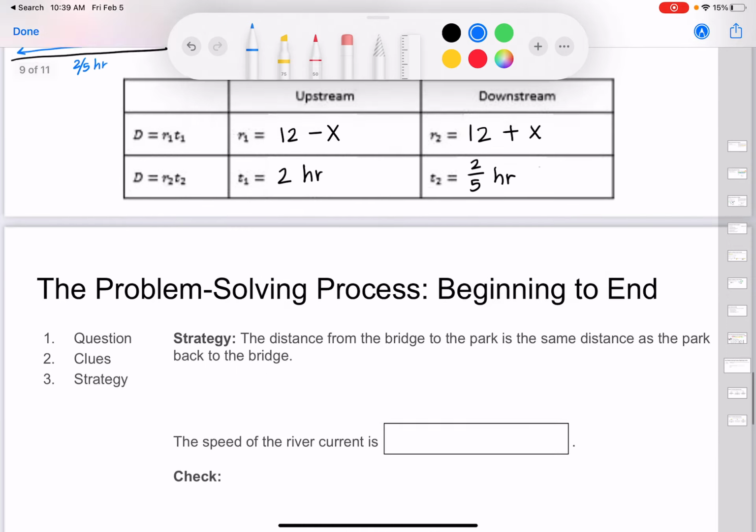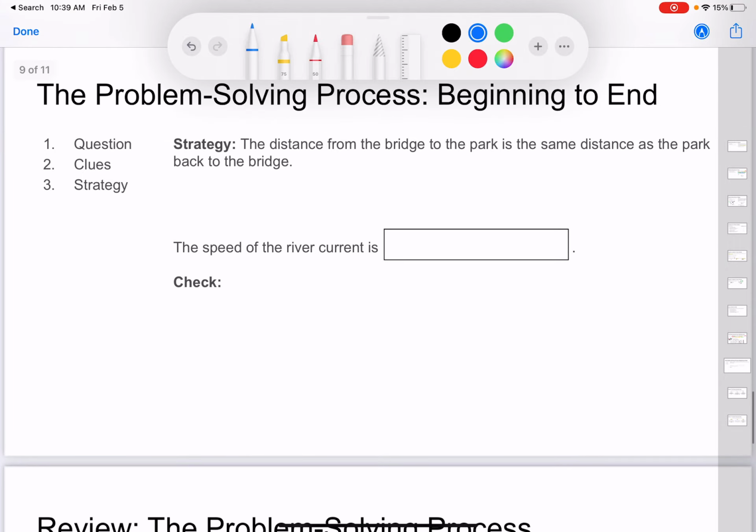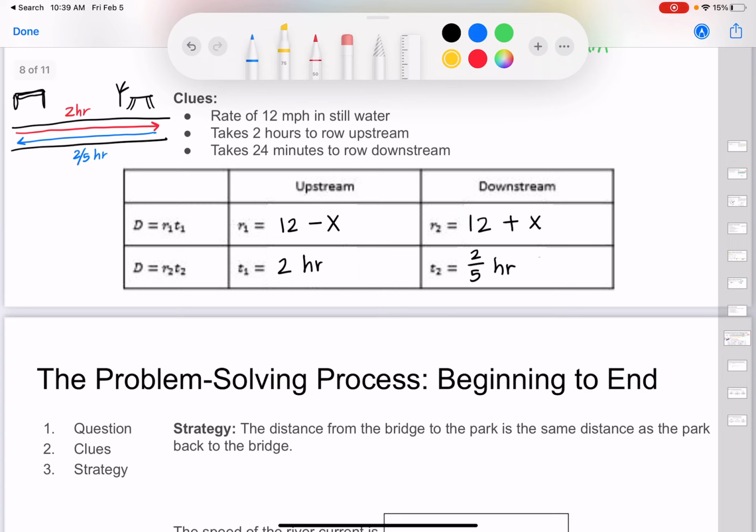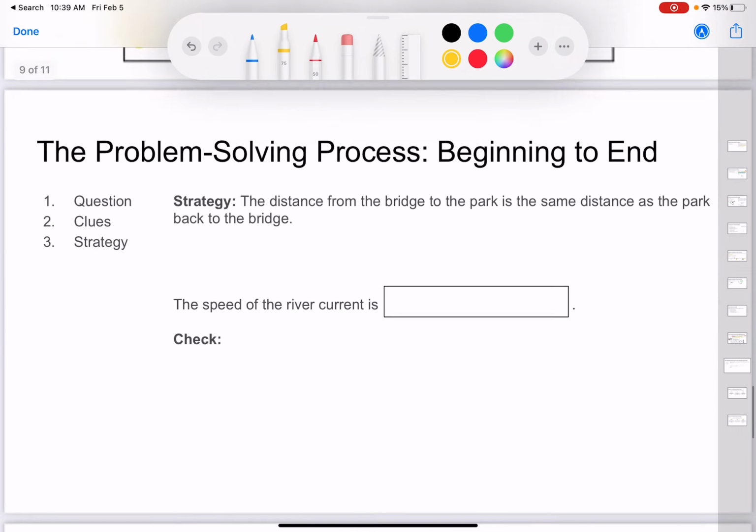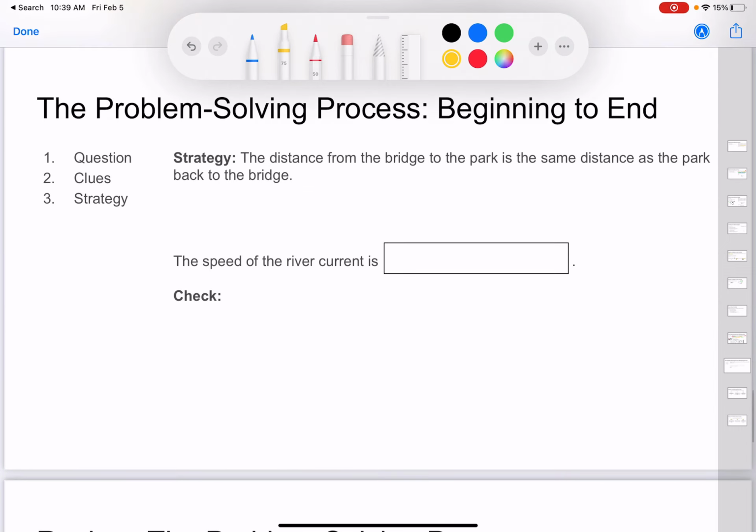So what we want to do is put the equations together, the distance equations, right? Distance is equal to r times t. We want to set those equal to each other to find the speed of the river current. So that'll look like, and I'll do it right here, r1 times t1 is r2 times t2.